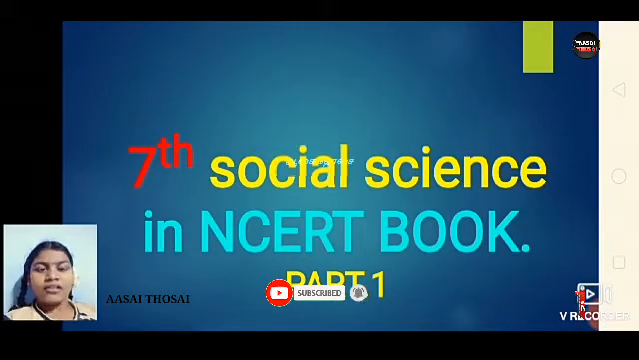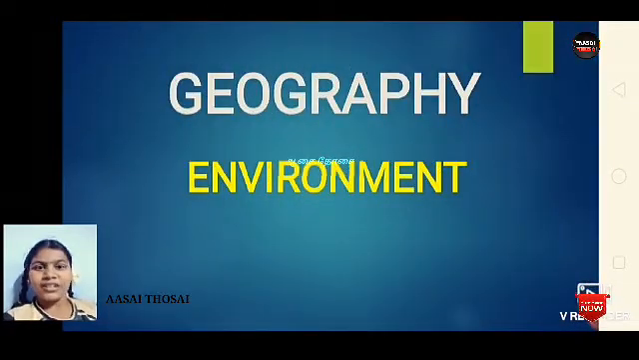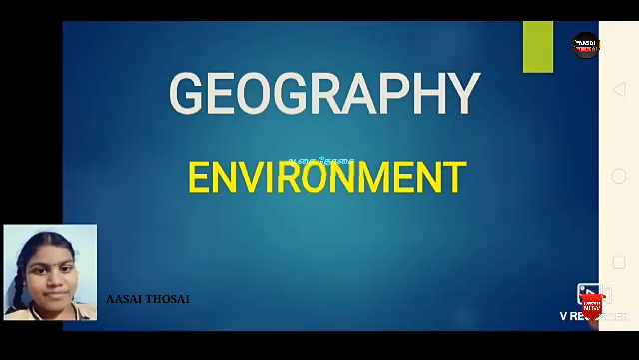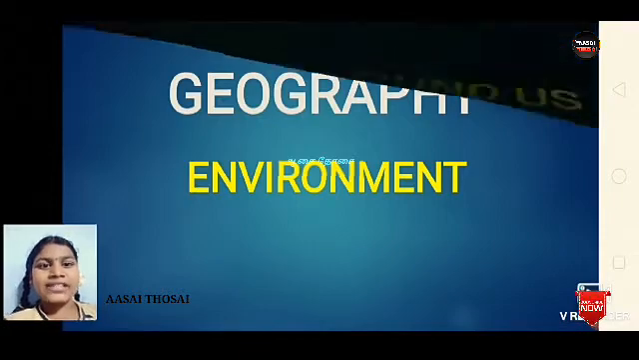Just recall what we learned in 6th standard. We learned about Earth in the geography chapter. You're going to learn geography. We learned about Earth. Now, in this 7th class, you're going to learn about the Earth deeply. The chapter name is Environment. Now, take your notebook and write "things around us."